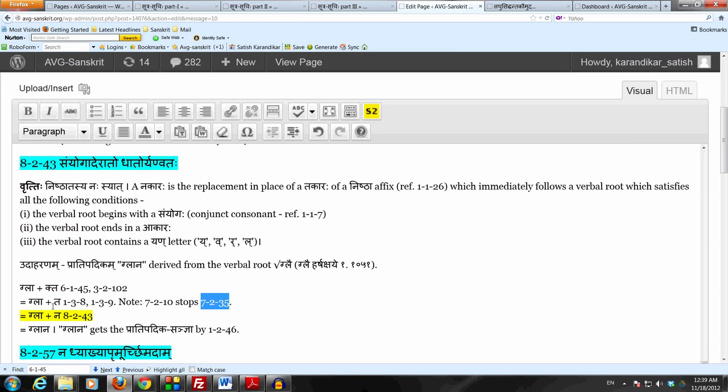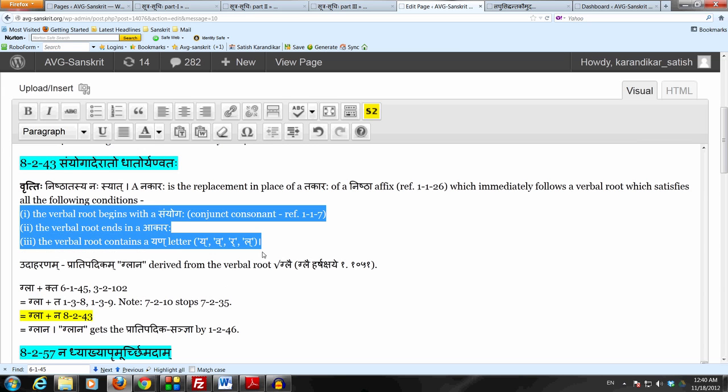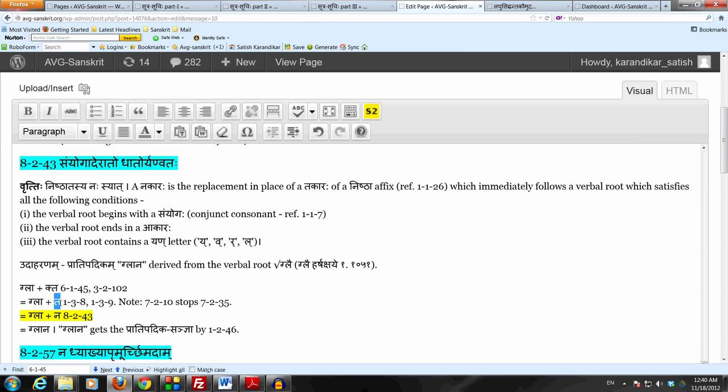We do have a dhatu, which is now ending in a akaraha. It is beginning with a conjunct consonant, which is the gakara lakara sanyogaha. And the third condition is that it does have a yan letter, which is the lakaraha. So all three conditions are satisfied. So therefore now we replace the takara of the nishtha affix with a nakara and we get glana. Now glana gets the nishtha sanya, the pradmadika sanya, by 1 to 1 to 46. This is the akarmaka dhatu. So let's not forget 3 to 4 to 72.